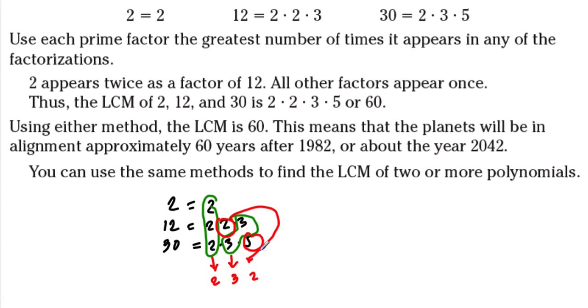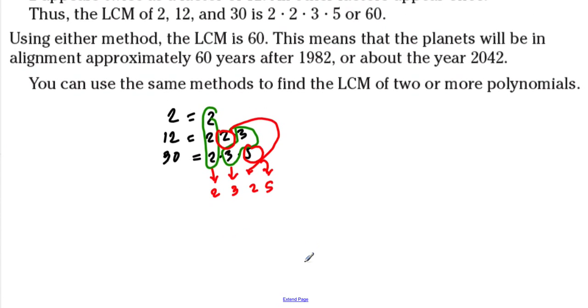It's 2 and then 5. And we multiply all of them. And that's how you get the number 60. So the LCM is 60. Okay? Let's take a look at example number 1 and see how this works.